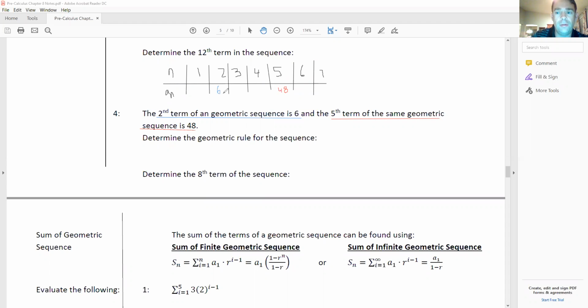So if I think about it, on a geometric sequence, I can multiply by r to get from my second term to my third term. I can multiply by r again to get from my third term to my fourth term. I can multiply by r again to get from my fourth term to my fifth term. And so all of a sudden, if I were to take 6 and multiply it by r 3 times, I would be equal to 48. So in other words, 6 times r cubed is 48.